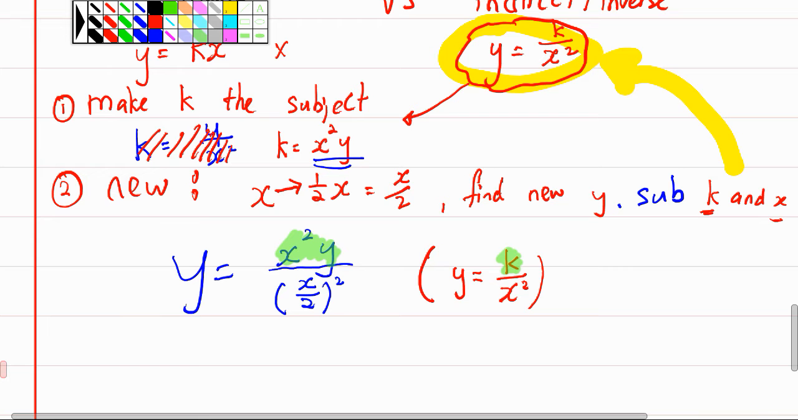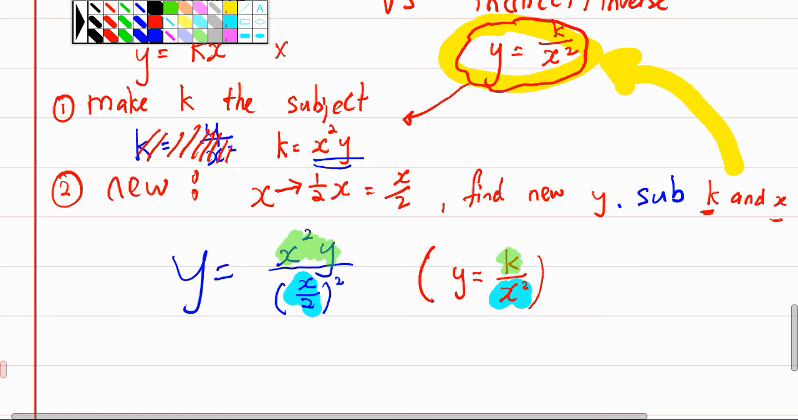Can't really see, I use another color. This x is the x over 2. Do you follow? Yeah, I need to simplify. Ready to simplify?